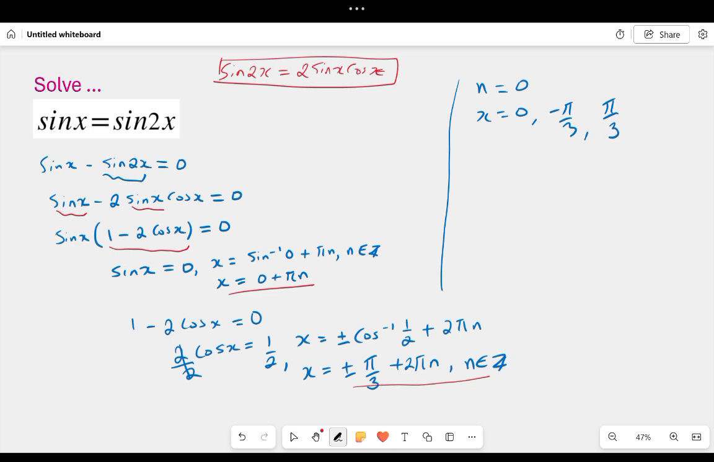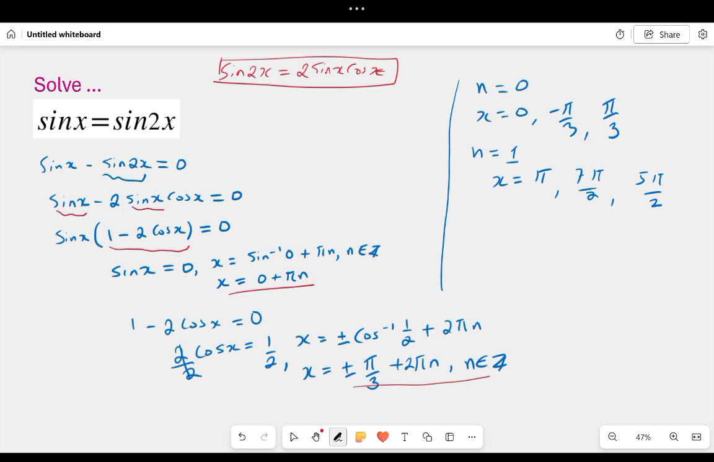Maybe a little bit more if our n is equal to 1. For the case of the solution from the sine, our x is going to be equal to pi. And for the other solution over here, we are going to substitute n by 1. In this case, our solution is going to be pi over 3 plus 2 pi, which is going to be 7 pi over 3, and another one is going to be 5 pi over 3.